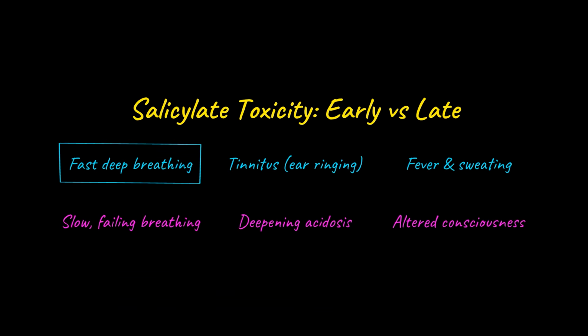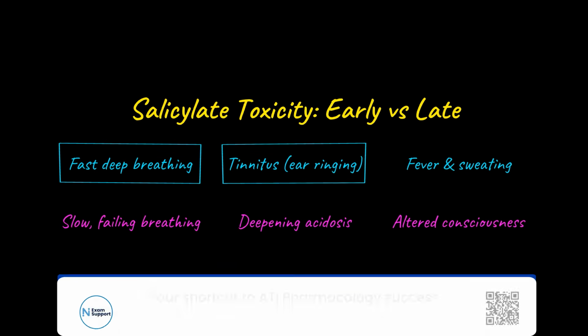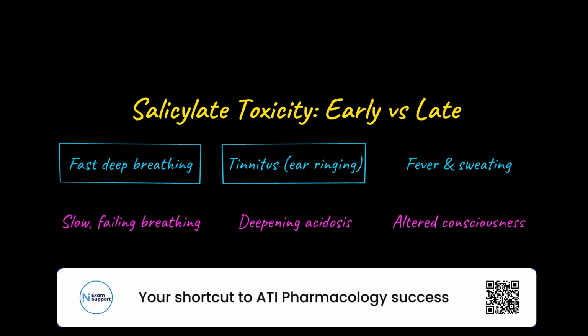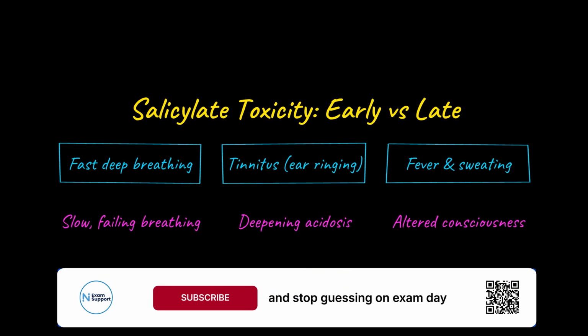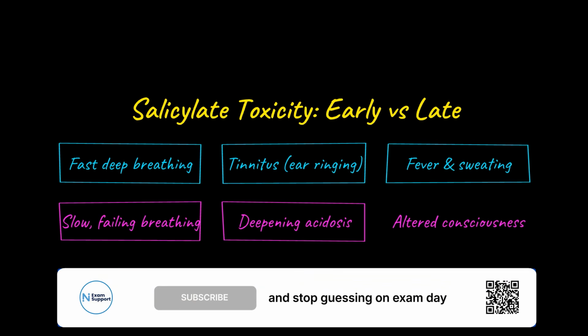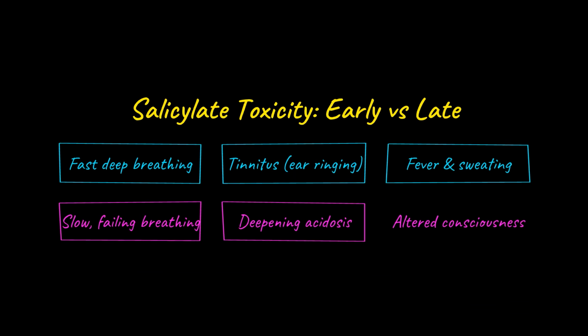Early toxicity is marked by rapid deep breathing, tinnitus, fever, and sweating, all driven by stimulation. As levels climb further, compensation fails. The breathing center becomes depressed, respiration slows and shallows, and acidosis deepens. This shift from stimulation to depression is the critical pattern to recognize.